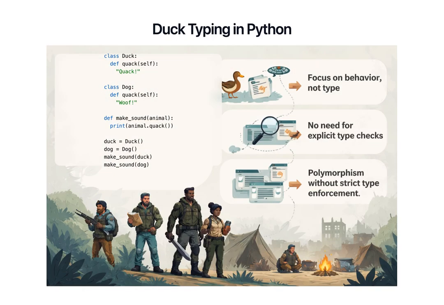Duck typing in Python means that an object's suitability is determined by the presence of certain methods and properties, rather than the actual type of the object. This approach enables polymorphism without strict type enforcement.